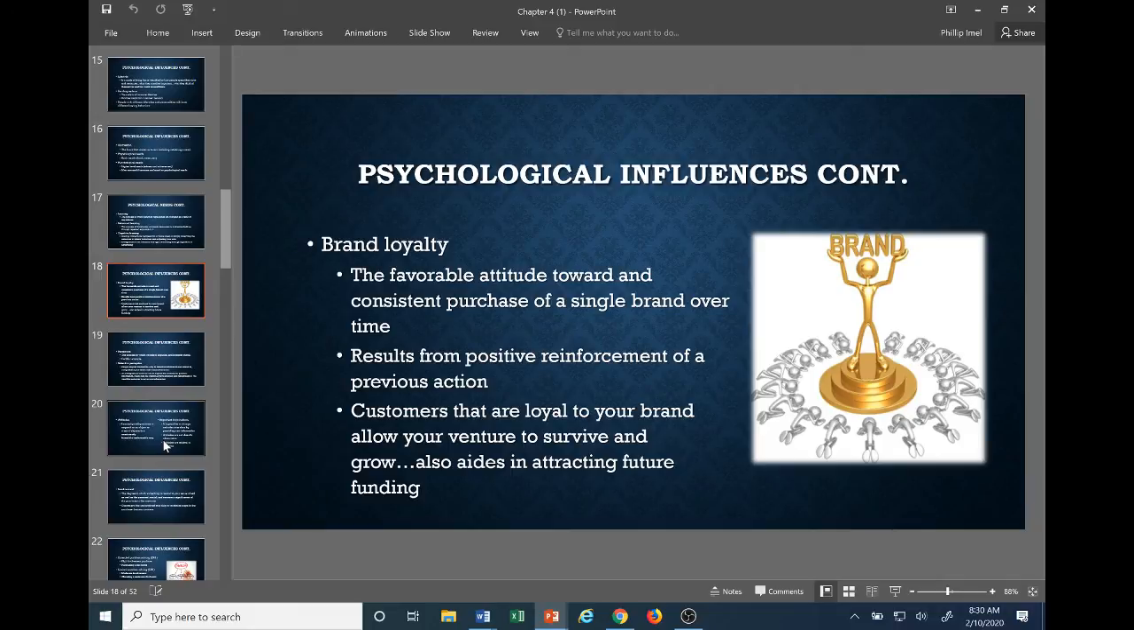So brand loyalty is huge here because it has a huge correlation between repeat customers and repeat revenue, recurring revenue. So brand loyalty is a really important topic here. So ultimately, in order to achieve brand loyalty, we need to just develop the best product or service we can and put out a good brand, something that's going to stick out to the consumer or the customer.